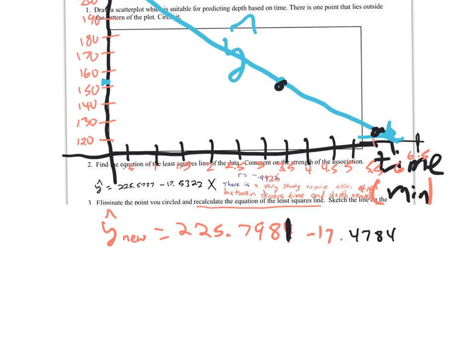225.798. What did you have? 225.3605. Do we have a third opinion in this class? Yeah, I have the same as his. So you want me to change this to the same again?